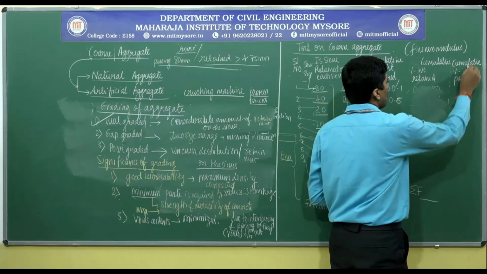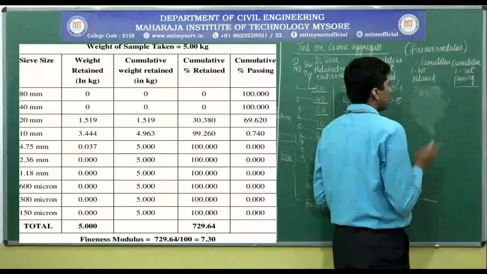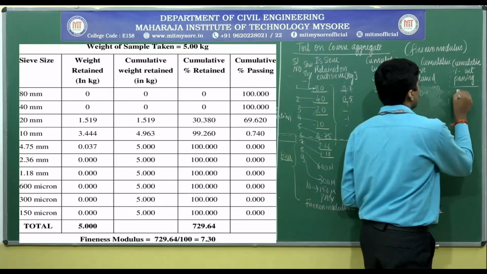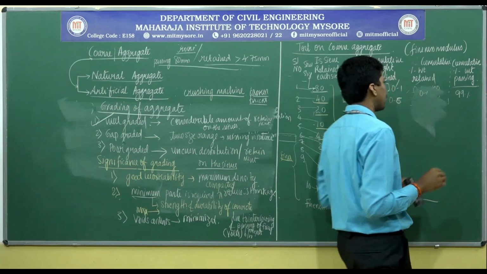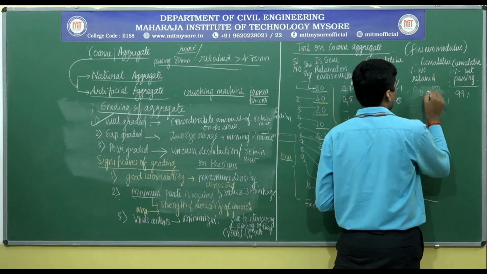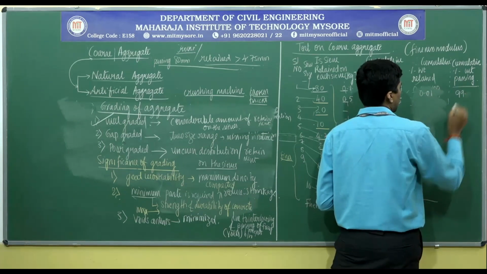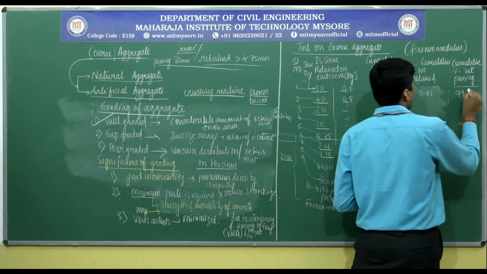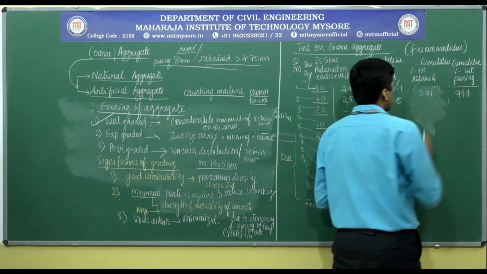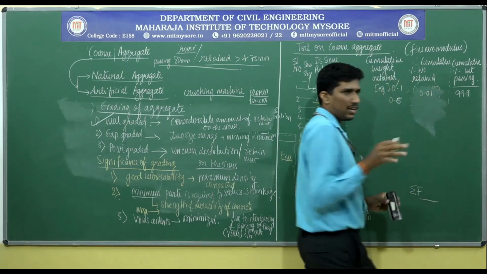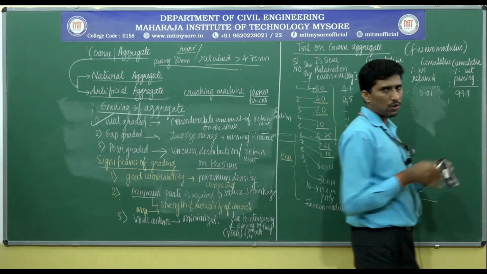Finally, the cumulative percentage of the weight which has been passing. If 0.1% is being retained here, then next, 99.9% is passing. Likewise, in the case of 0.02, you have 99.98, like that.